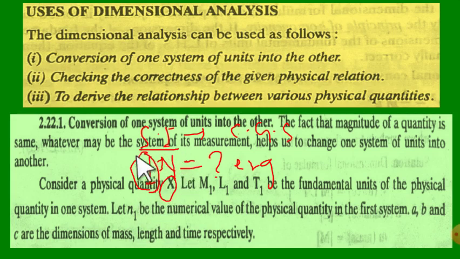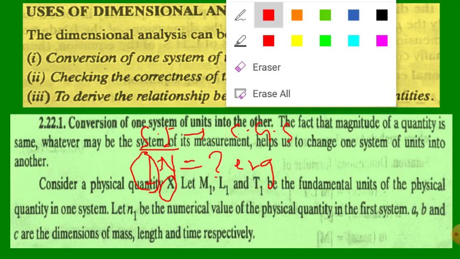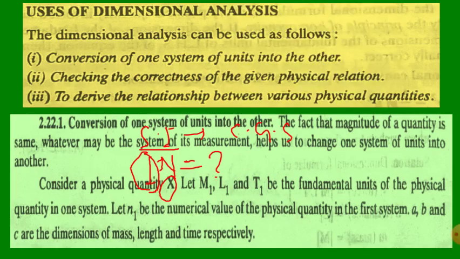Let's try to convert it that way, and we will find the numerical value in the other system of units, the CGS unit, the dyne. Let n1 be the numerical value of the physical quantity in the first system. a, b and c are the dimensions of mass, length and time respectively.